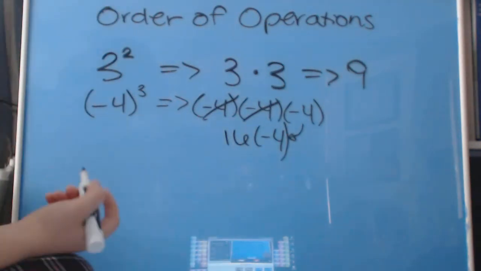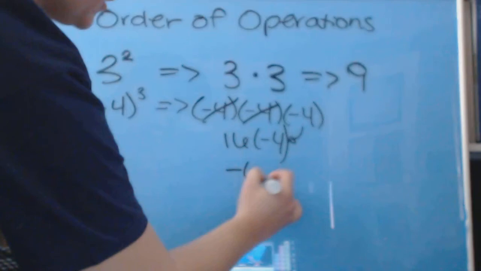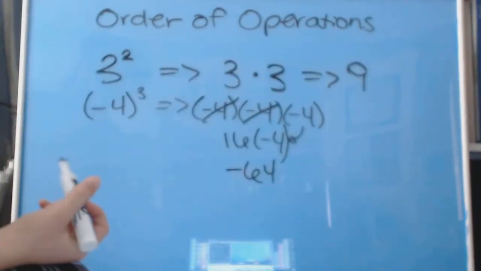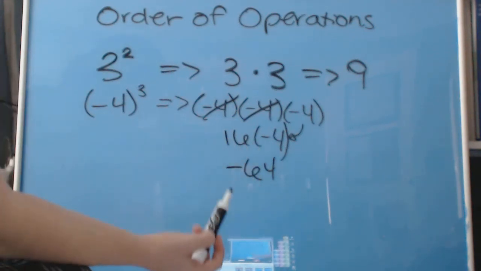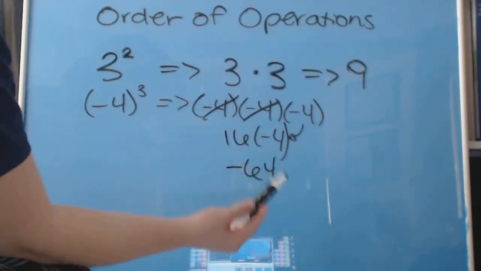So, the answer to this one would be -64. Now, the reason why is because we're multiplying a positive by a negative. And basically, anything multiplied by a negative that isn't another negative stays negative.